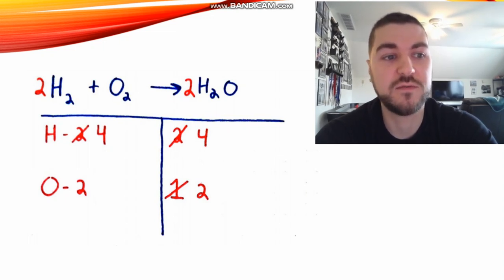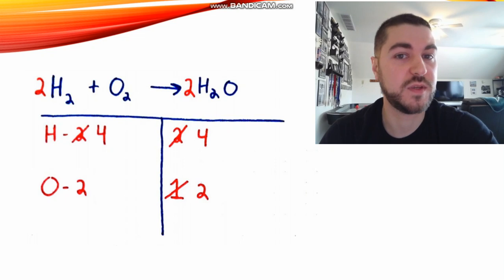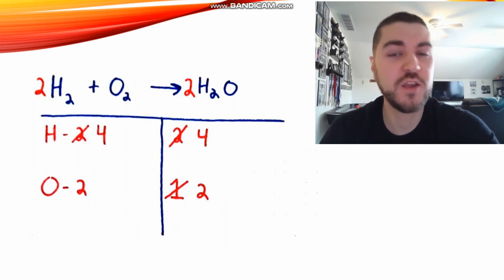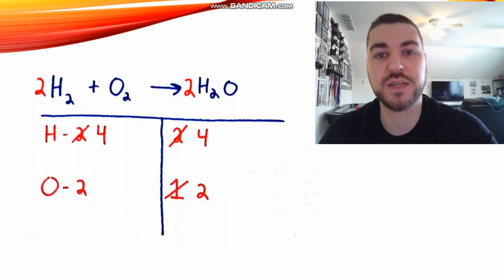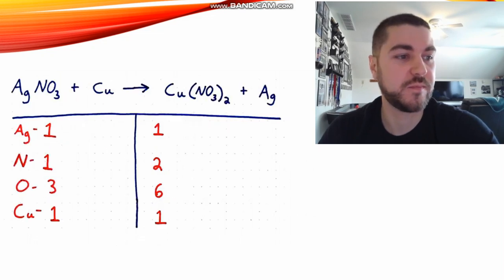And we can see I've got 4 hydrogens on both sides and 2 oxygens on both sides. So this is a dead giveaway that this problem has been solved. It's finished and I can move on. Now you probably thought, wow, that's a pretty simple process. And that's because we picked a very simple reaction. So what I'm going to look at next is something way more complicated.